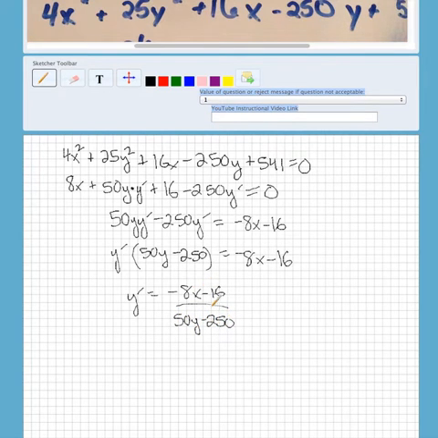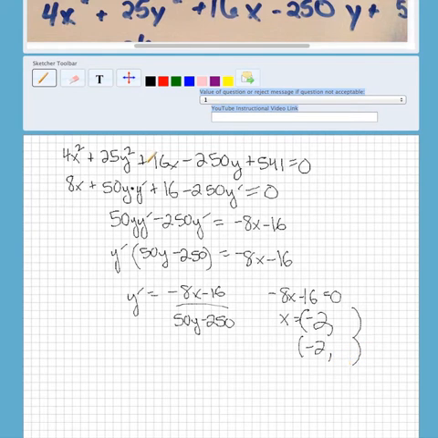So to see where the tangent line is horizontal, that means you have a slope of 0. In order to have a slope of 0, you want to make the top equal to 0. So we set negative 8x minus 16 equal to 0, and then we get x equals negative 2. If you wanted to find the point, you just plug in negative 2 into this equation right here, and you'll actually get two y values.